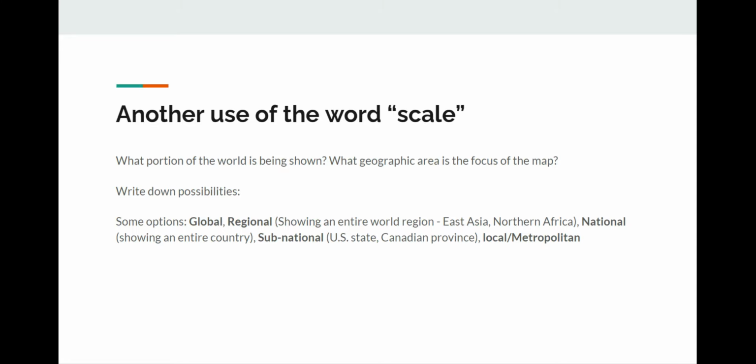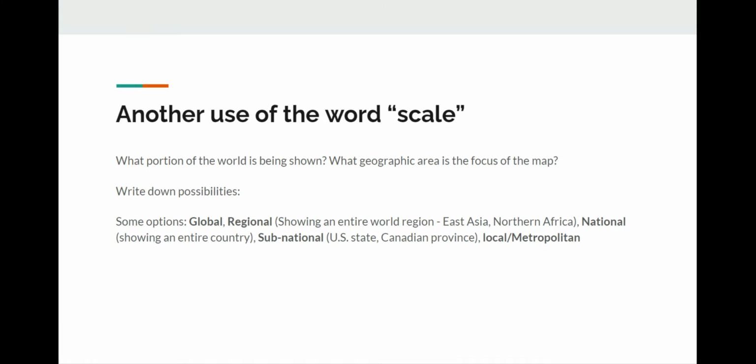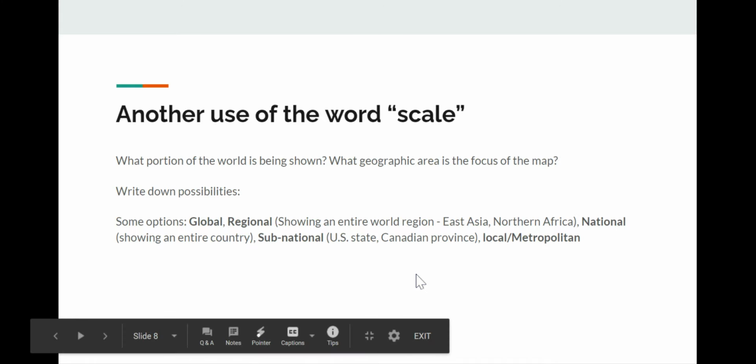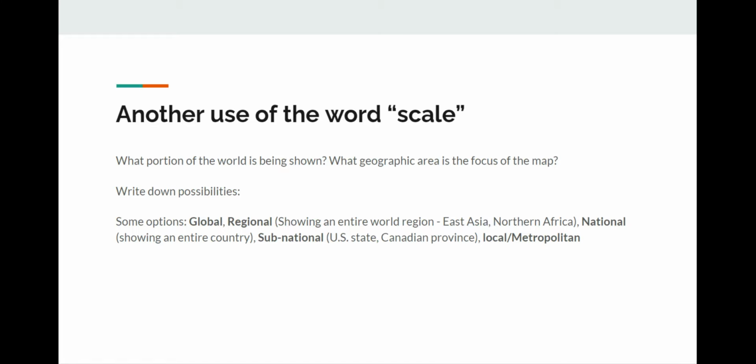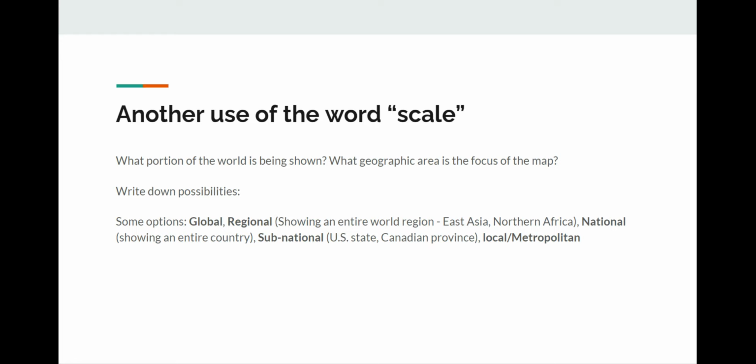It gets a little tricky here, but I would use this term when you're looking at maps of individual US states or other things like Canadian provinces, the term subnational, meaning that we are looking at a map that is below the national scale. And then the last term that I think is a good one is the term local or metropolitan, if it's showing us a city or a localized area.